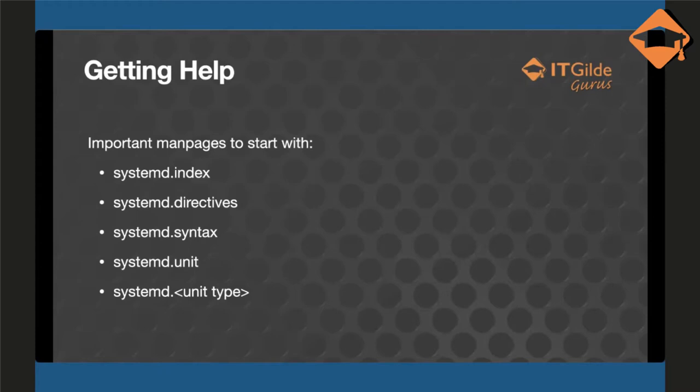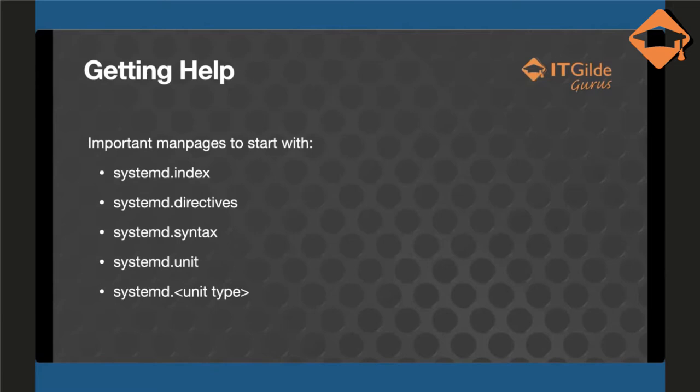Getting help. Please don't go on all the different sites with opinions about systemd and how to configure it. Lennart Poettering, the main developer of systemd, has a nice blog and even a website, systemd.io, with a lot of information about systemd. He's also the author of many nice man pages, and I listed a few that are important to start with. systemd.index, to list all the man pages from the systemd project. systemd.directives, an index of configuration directives.